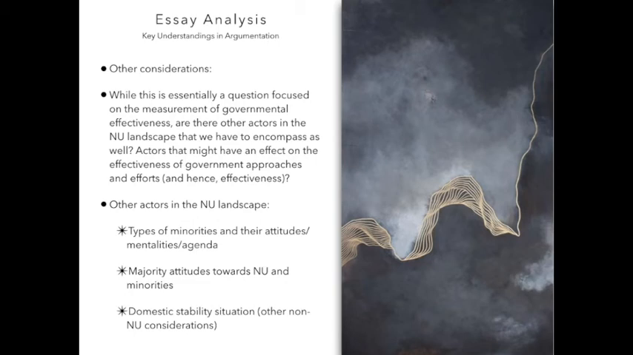So the focus is still on government policy and your assessment of that, but taking into account the minorities, their attitudes, the majority, their attitudes, as well as other contextual information with regards to the domestic situation. Would you be able to integrate these kinds of things within your analysis as well? So there's no hard and fast rule as to how you can use these other actors and what role they play in your argument.